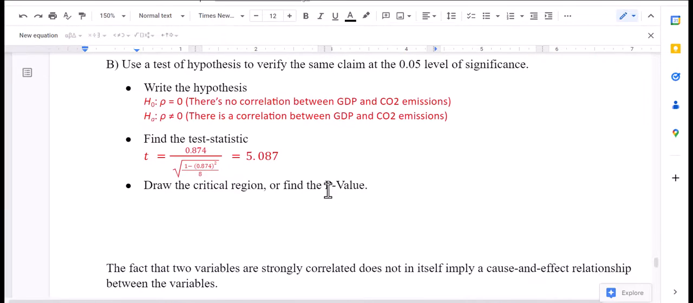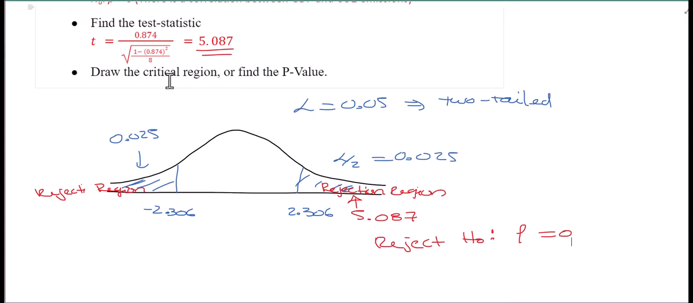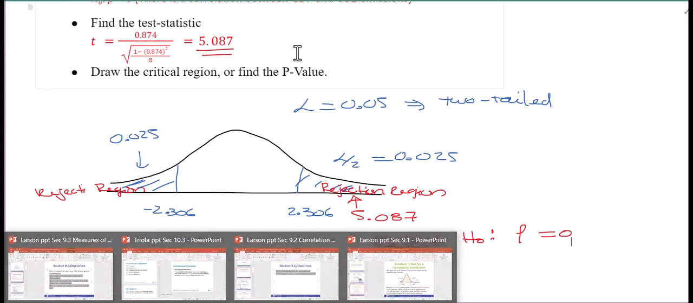So we already did it by looking at the rejection region, critical region, and we see that we reject the null. Now when we look at the p-value, remember it gives us the area beyond 5.087. So the area beyond this t statistic is going to be smaller than our alpha. It lies within there, so then we reject the null hypothesis as well.